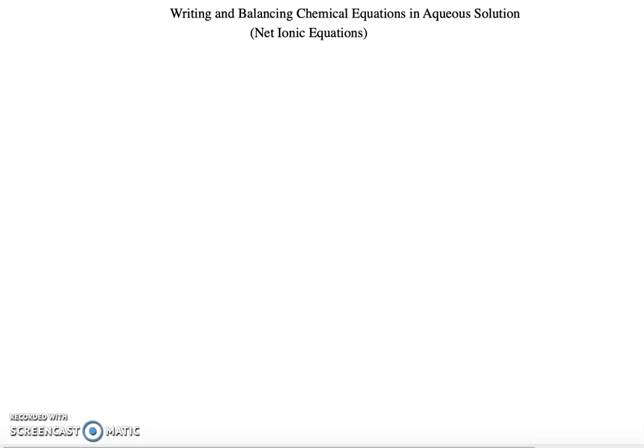I want to talk today about writing and balancing chemical equations in aqueous solutions. A lot of times we talk about this as writing and balancing net ionic equations. In doing this, we're recognizing that when we do ionic reactions, not all of the ions are involved in the reaction. And I want to look at some examples of this.